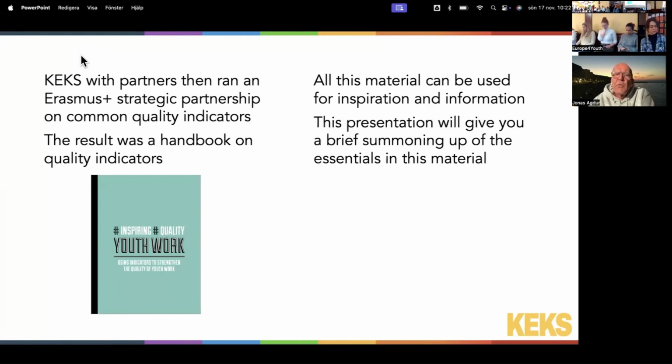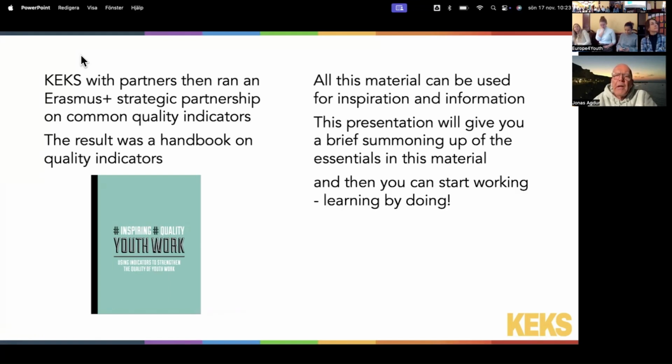The presentation will give you a brief summing up of the essentials in this material. So I will give you the most important parts and an overview from all these different documents that I have now been mentioning so far. And then you can start working, learning by doing, if you want to create quality indicators.